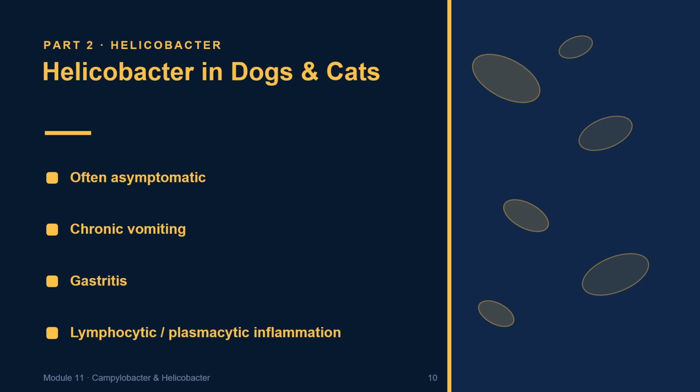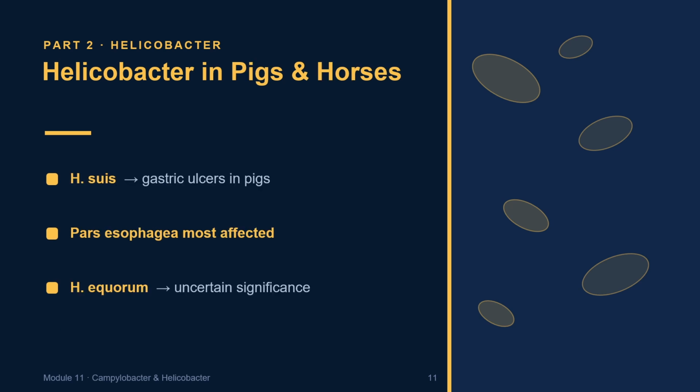In dogs and cats, Helicobacter species are extremely common. Many animals carry them without any clinical signs. When disease does occur, it usually presents as chronic vomiting, intermittent inappetence, or signs of gastritis. Histopathology often shows lymphocytic or plasmacytic inflammation, but because Helicobacter can be found in healthy animals, diagnosis requires correlation with clinical signs.